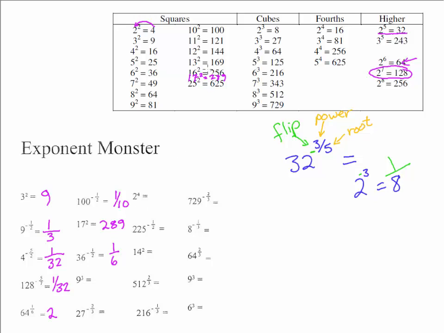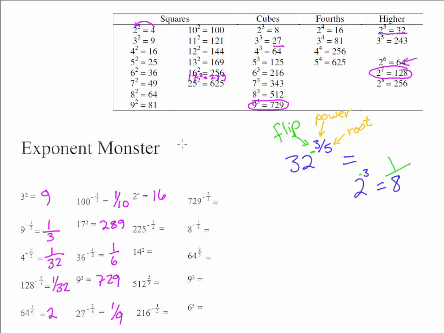9 to the third power. Where's the thirds? Cubes right here. 9 to the third power is 729. 27 to the negative 2/3 power, so we've got to go cube root of 27. So looks in the cubes, there's 27. Cube root is 3. To the second power is 9. Negative means it's on the bottom. 2 to the fourth power. Well, that was nice. That was just a straight 16. That's good.